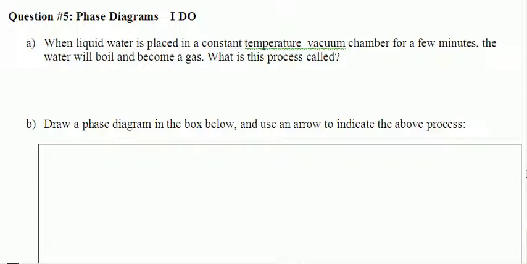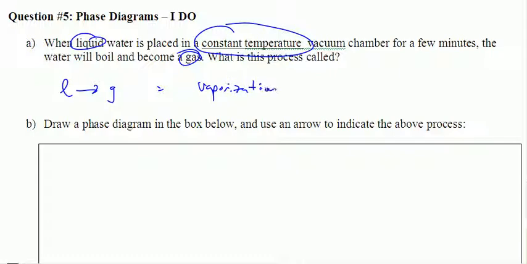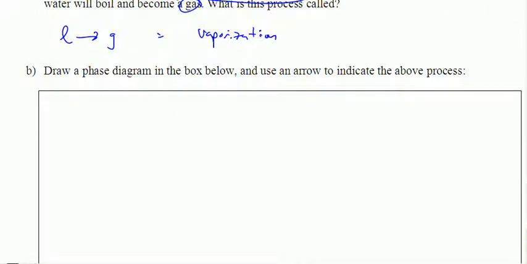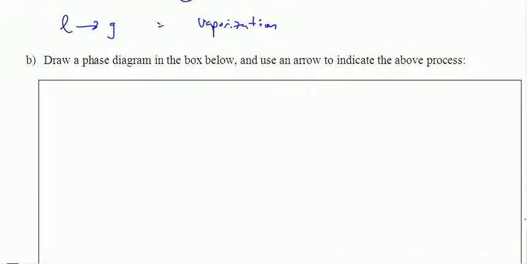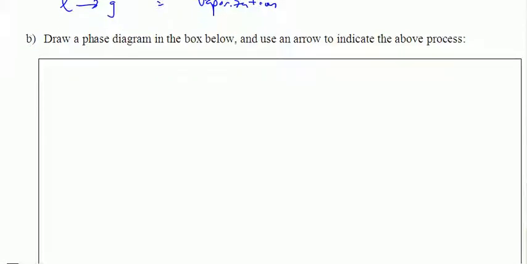Question number 5. Talking about phase diagrams here. When liquid water is placed in a constant temperature vacuum chamber for a few minutes, the water will boil and become a gas. What is this process called? Well, you're going from liquid to gas. So liquid to gas, that is called vaporization. You can also call it boiling or evaporation.